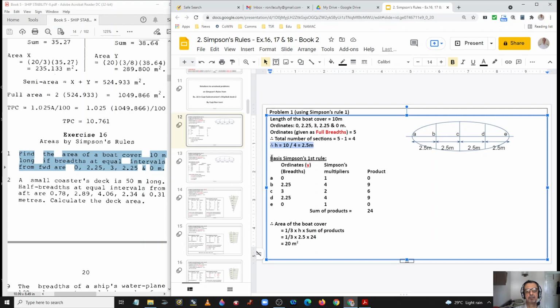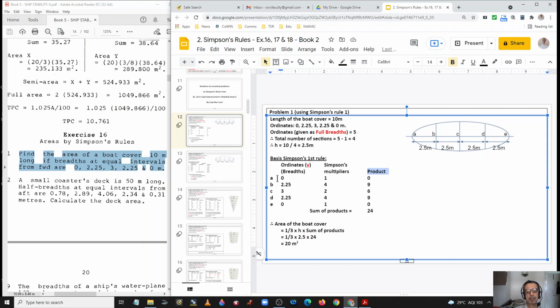Using Simpson's first rule, because we have odd number of ordinates, let's make some columns. The first column on the left is for the ordinates A, B, C, D and E. The second column is for the breadths Y. The third column is for the Simpson's multipliers. And since we have 5 ordinates, we use the multipliers 1, 4, 2, 4, 1. And the product of ordinates and Simpson's multipliers comes under this column called product.